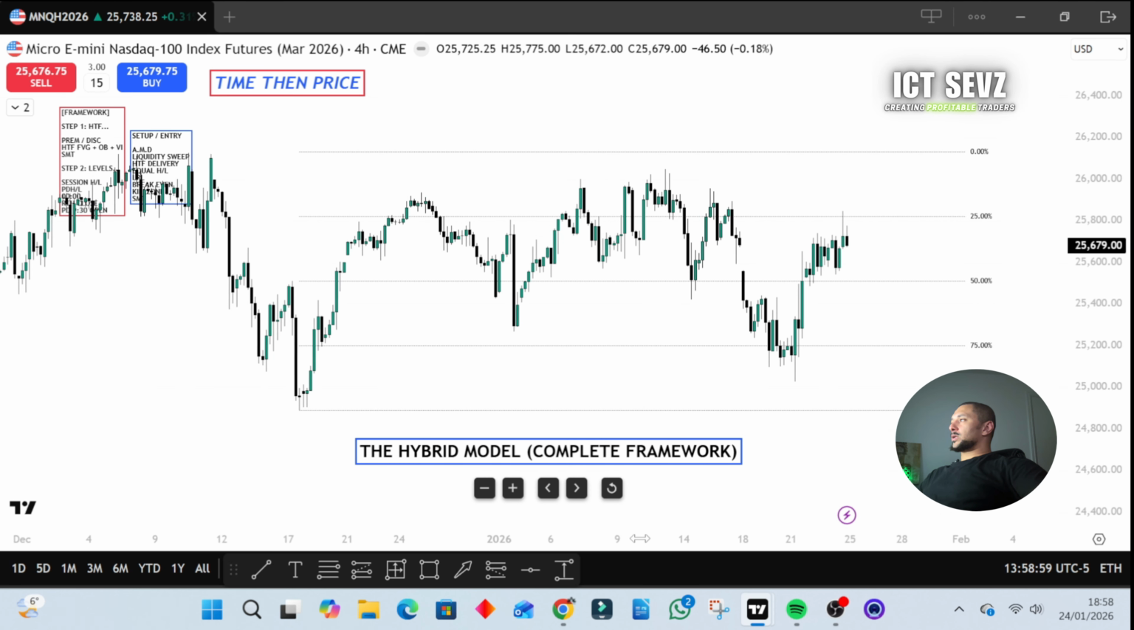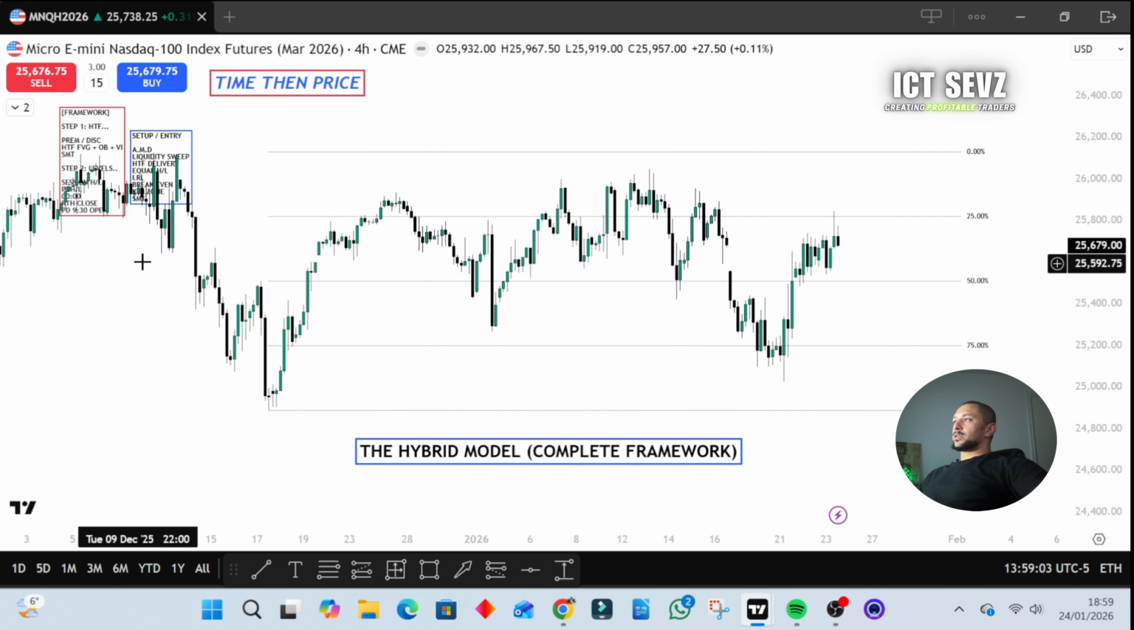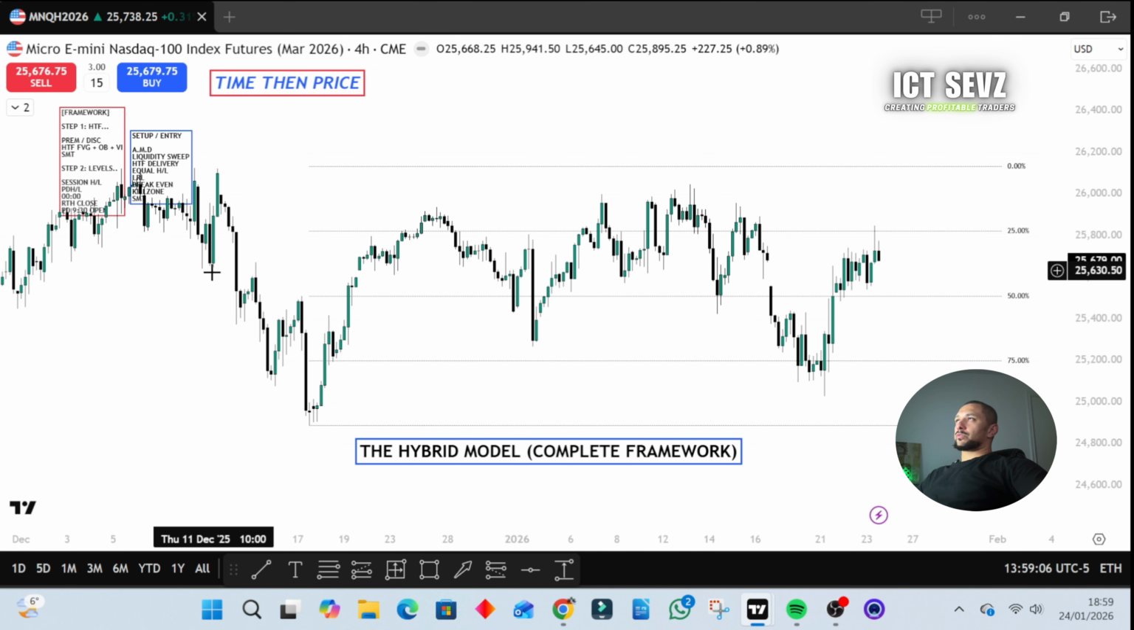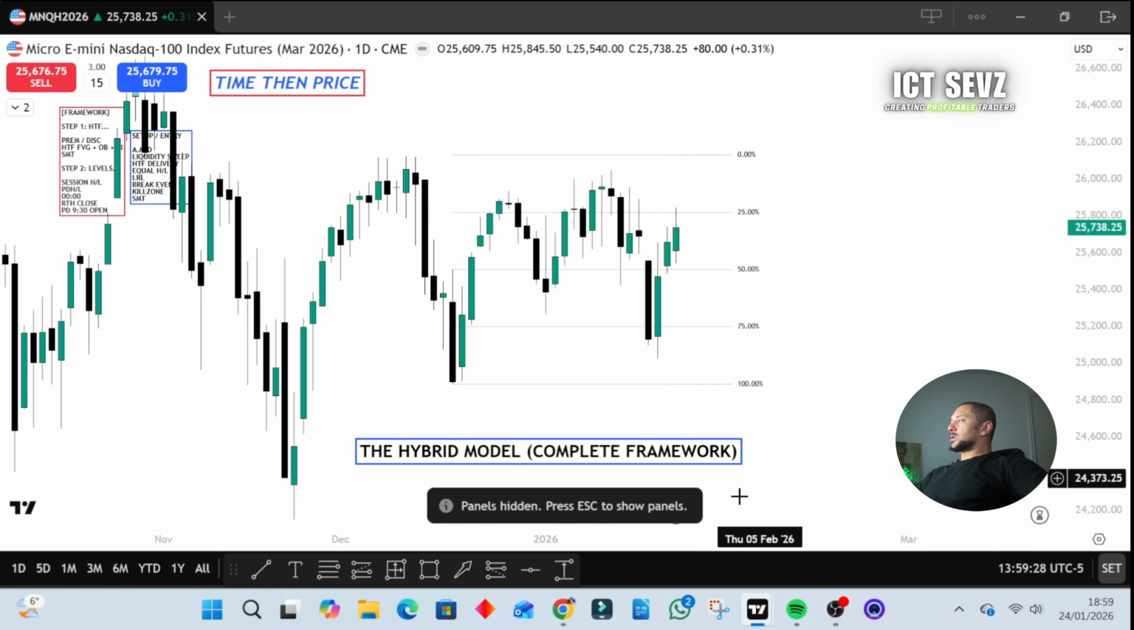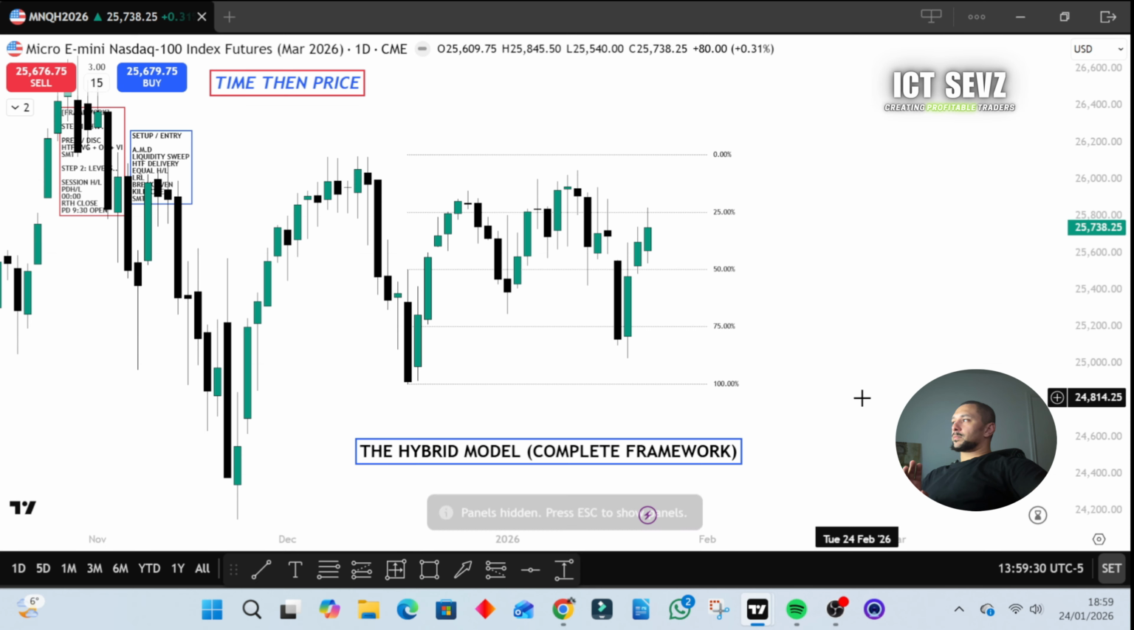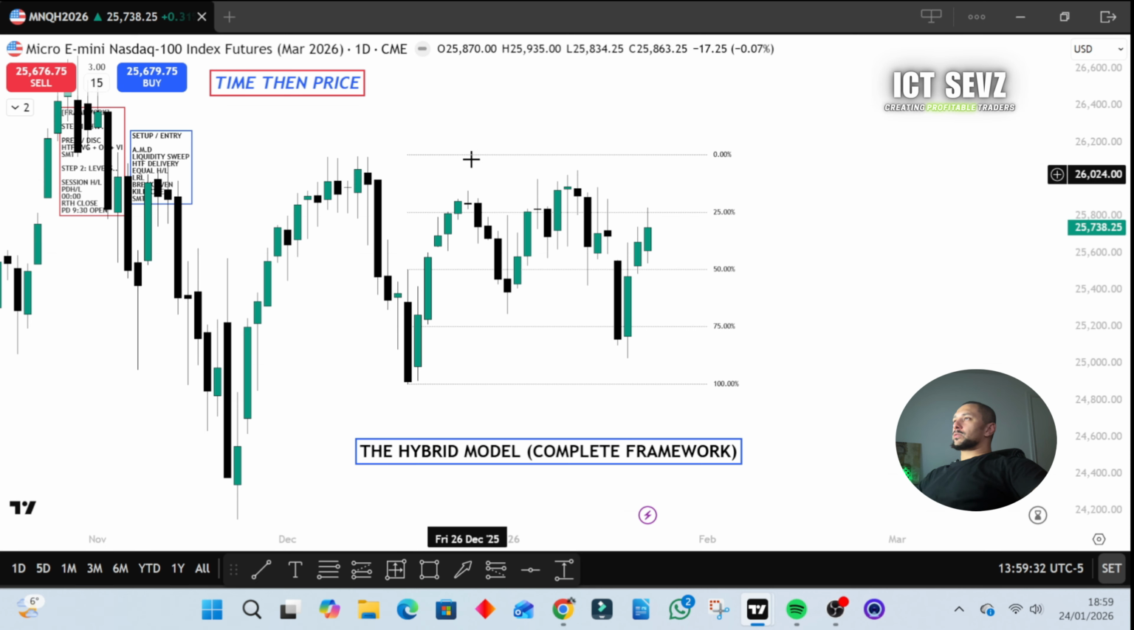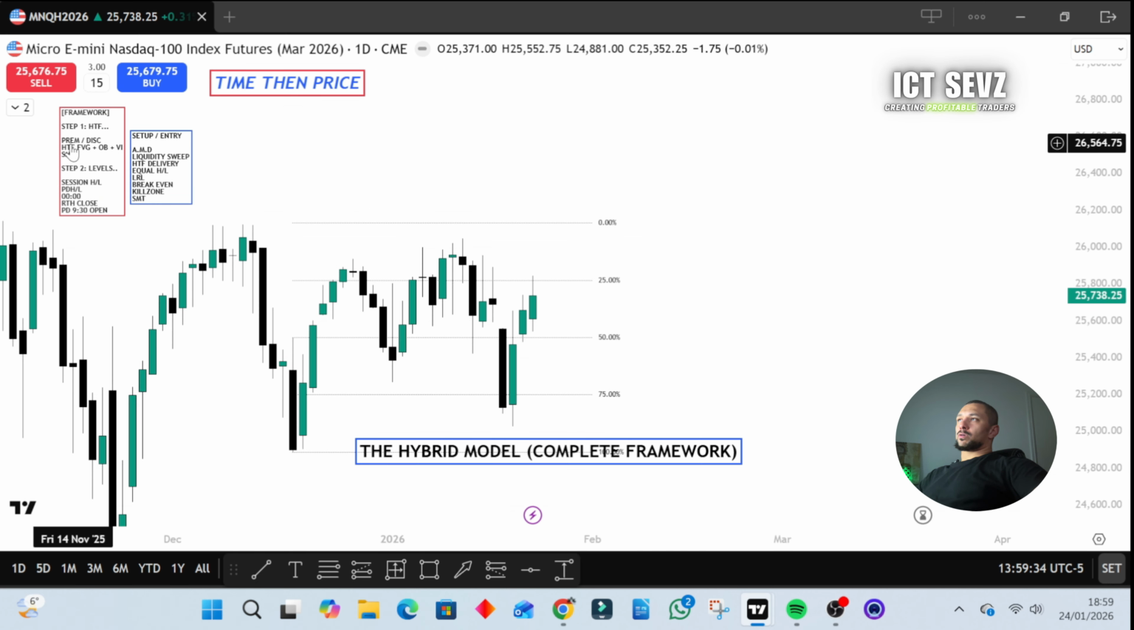So the first thing I'm doing when I get to the charts every day, the very first thing, is looking at the higher time frames. Okay, here we have the daily chart. So we start on the daily, and the first thing I'm looking for or trying to determine is whether or not we are in a premium or a discount.